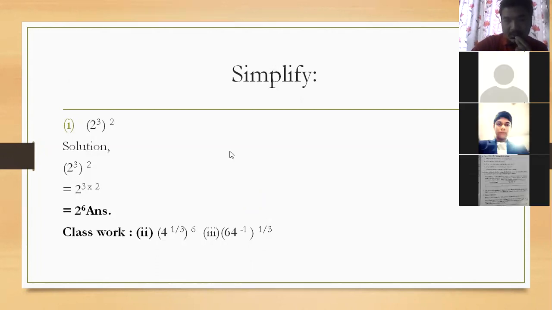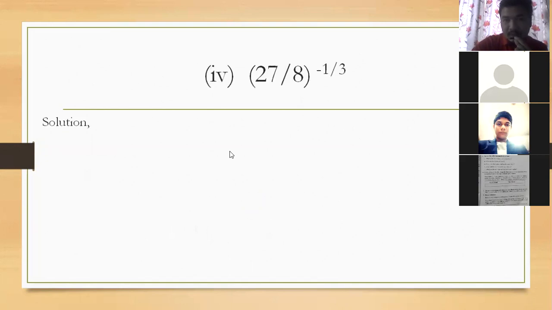Okay, sir. Now next one, look here. In 27 by 8 whole power minus 1 by 3, 27 means 3 cube, and 2 cube means 8. And look, this whole power is 3, that 3 will cancel, then it will be 3 by 2 whole power minus 1. As I told you, we have to change the numerator into denominator, and the denominator goes in place of numerator, then this negative power will be changed to positive.